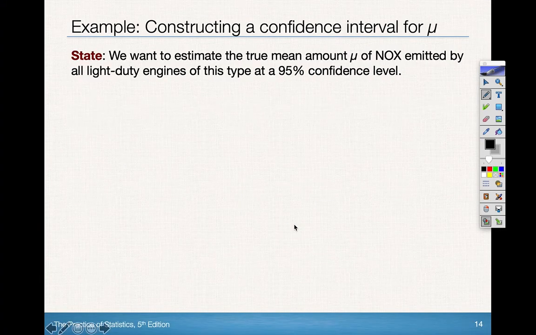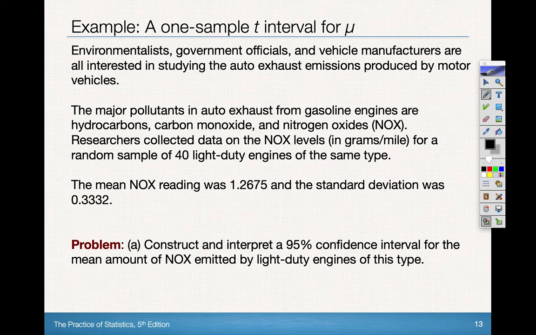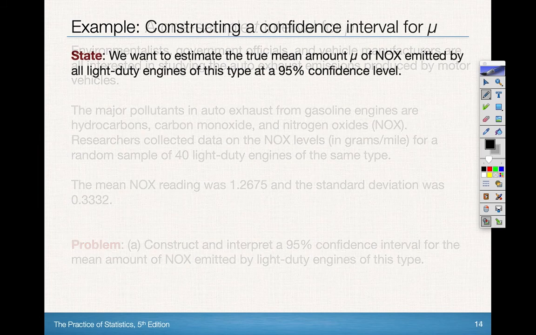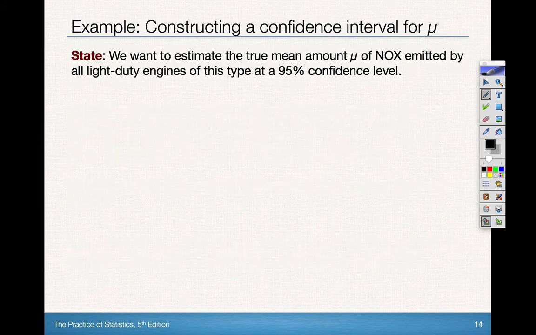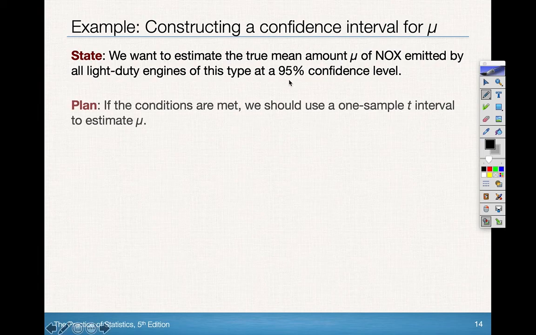So we are going to write out the entire solution. All right? No shortcuts, no steps missed. State, plan, do, conclude. What do we want? We want to estimate the true mean mu of nitrous oxide emitted by all light-duty engines with a 95% confidence level. What are you trying to find? What confidence level? Plan. Name the test.